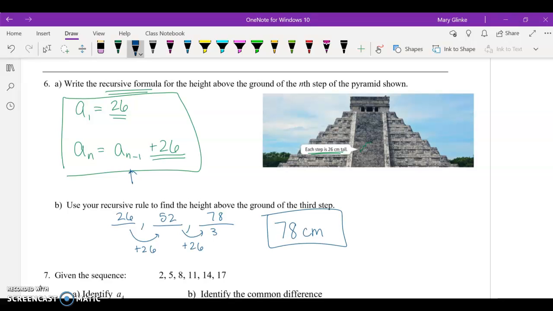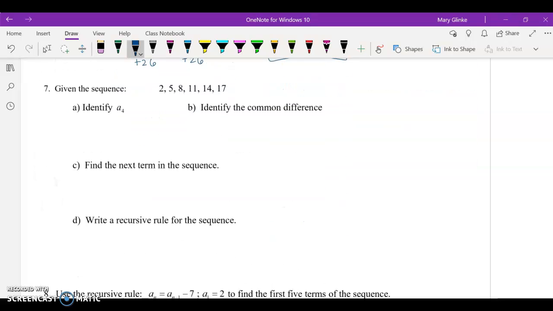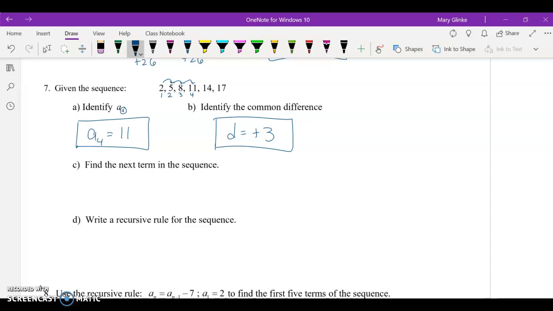So we're going to go ahead and do a couple more practice problems here. We're given this sequence, and we want to find a sub 4. This is saying, tell me the fourth term. So what is the value of the fourth term? 1, 2, 3, 4. My fourth term was 11. The common difference is how I get from one to the next, and I can see my common difference here is adding 3 each time. So I can apply that to find the next term in the sequence. Oops, I said plus 20 because that's what I'm going to get. If I add 3 to 17, my next term should be 20.